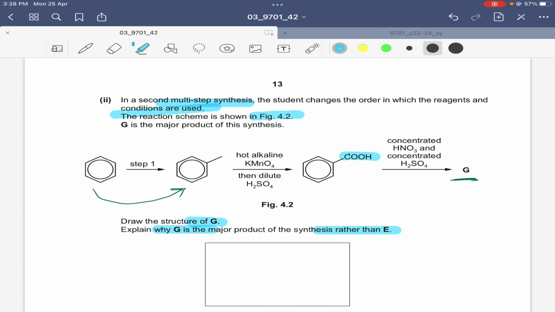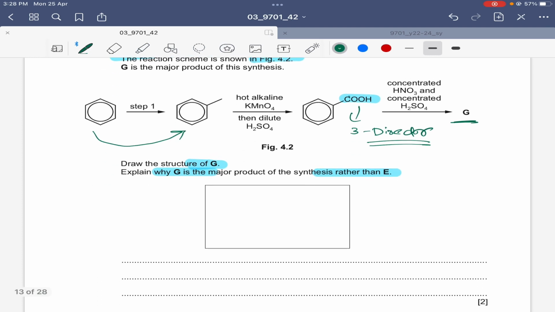as methyl was a 2,4 director and alkyl was a 2,4 director, COOH is a 3 director, right? So it directs the incoming group to the 3rd position. So that means this time the structure of G would be, this is the benzene ring and COOH and 1, 2, 3. So this would be NO2, right?